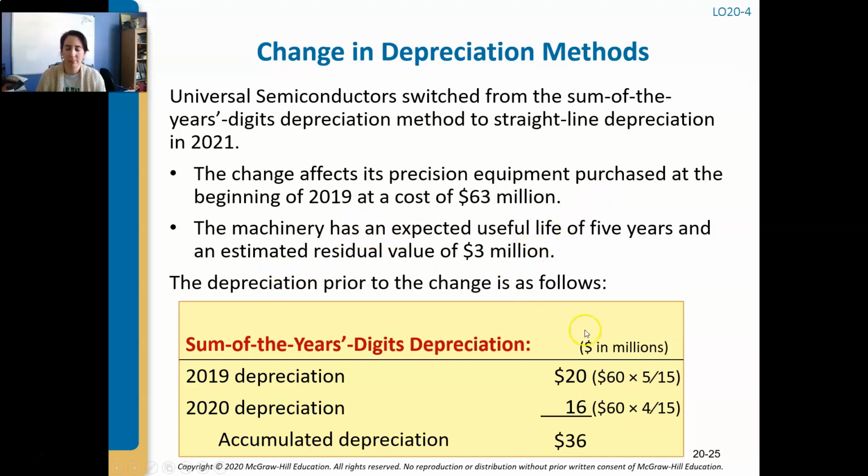So they use sum of the years' digits for depreciation. I'm assuming you guys cover that in intermediate one. I don't really remember. It's been many, many years since I taught that class.